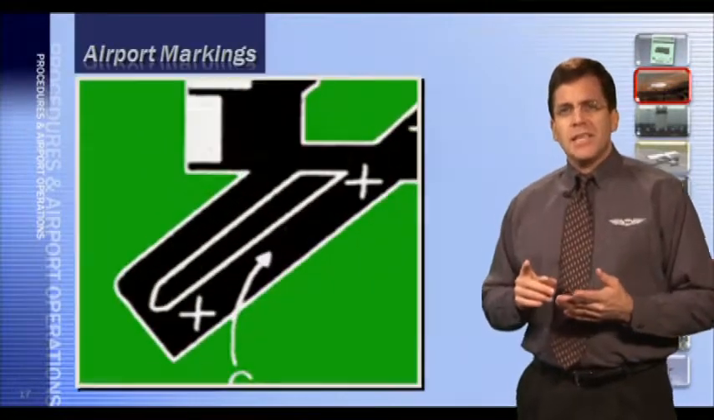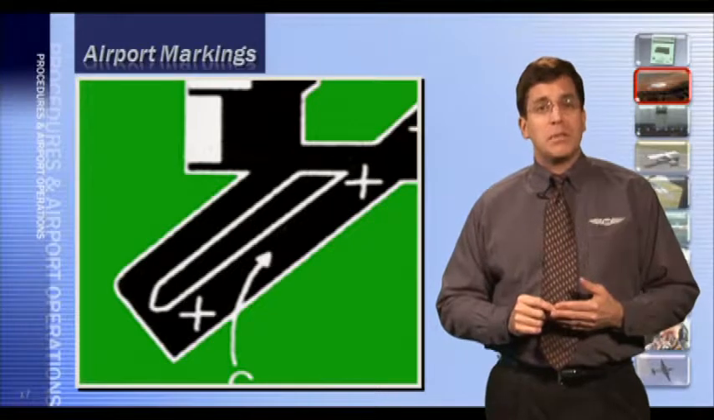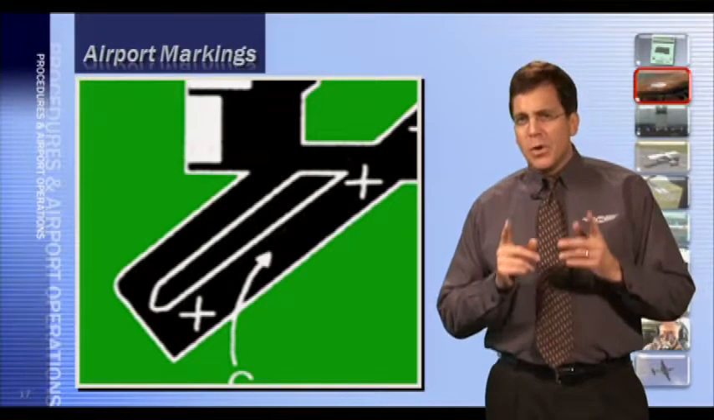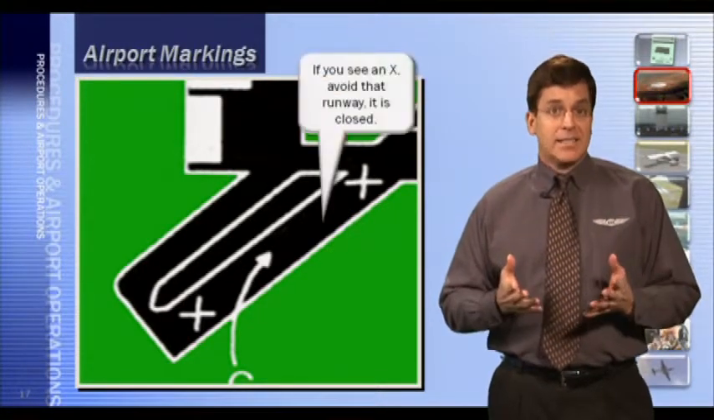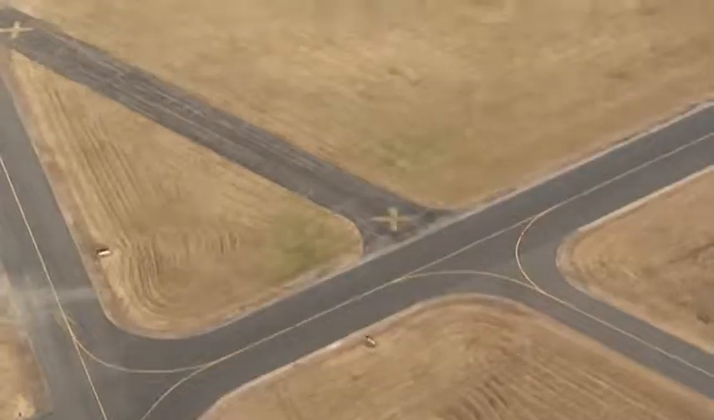Now, this area on the airport has X's that are painted on what appears to be a runway. If you're on a final approach and you see an X on the runway, that's your cue to go around, because an X means that runway is closed.